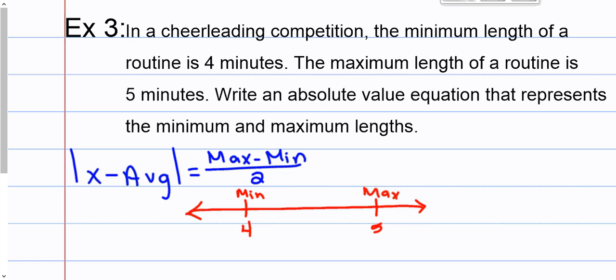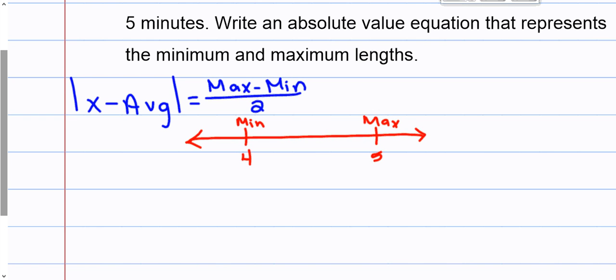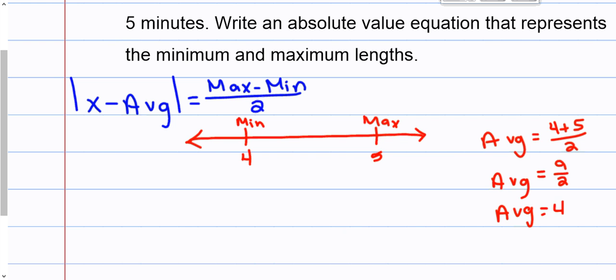Well, right here, if I have my min and I have my max, how do you find the average? Well, to find the average, you add them together and divide by 2. So the average is going to be 4 plus 5 divided by 2. Well, 4 plus 5 is 9 divided by 2. So that means that my average is 4.5. Well, it's halfway in the middle.